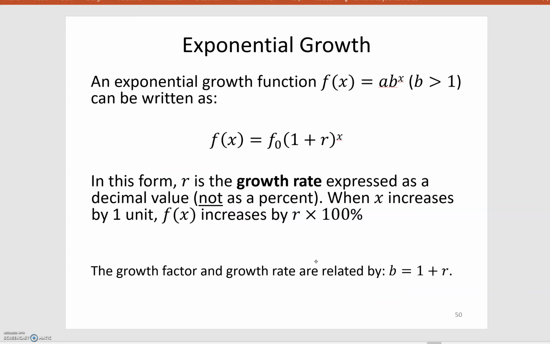All right, so there's a nice little example of using a financial exponential growth model. So we're going to dig a bit deeper into the form of the function now. We've talked about this form, f of x equals a times b to the x, and we talked about how this b value is the growth factor.